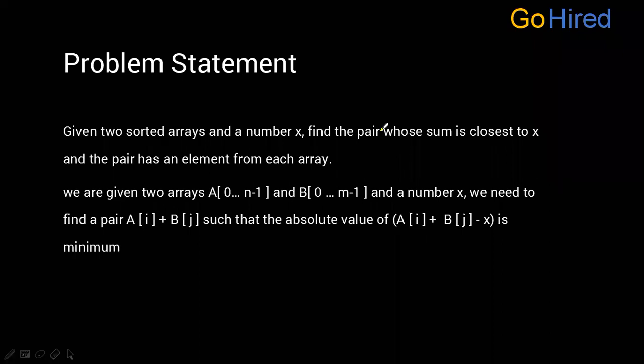So the problem statement is this one. Given two sorted arrays and a number x, find a pair whose sum is closest to x. So we don't have to find a pair whose sum is x. We need to find a pair whose sum is closest to x. Make sense? We need to find a pair, one element from the first array, another element from the other array, such that the absolute value of the difference between a plus b minus x is minimum. That's why it's called the closest one.